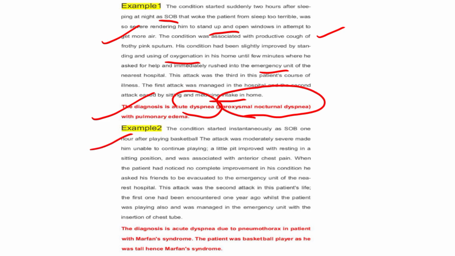Example number 2: the condition started instantaneously, with shortness of breath 1 hour after playing basketball. The attack was severe, making him unable to continue playing. A little bit improved with rest or sitting, associated with anterior chest pain. He asked his friend to take him to the emergency unit. This was the second attack in the patient's life. The first was 1 year ago while the patient was also playing, and was managed in the emergency unit. So this is the diagnosis of acute dyspnea due to pneumothorax in a patient with Marfan syndrome. The patient was a basketball player as he was tall, hence Marfan syndrome, because Marfan syndrome has a relation with connective tissue formation.